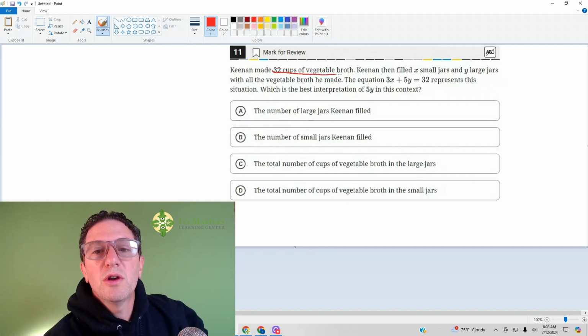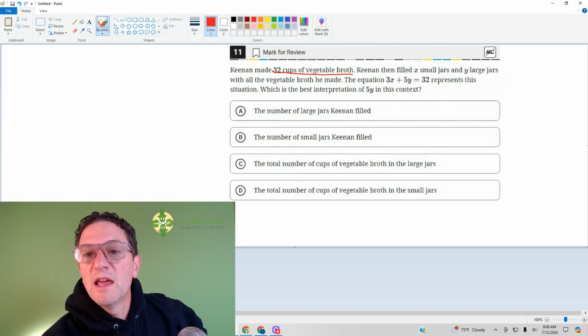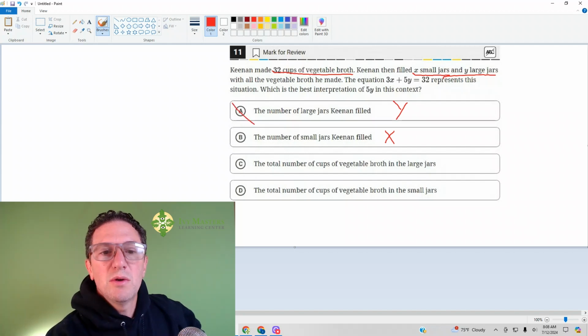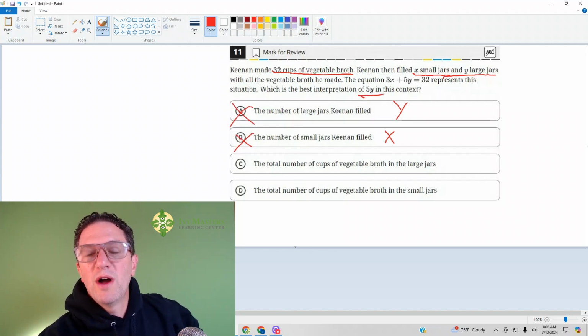But we've got 32 cups of vegetable broth, and Keenan filled X small jars. So the number of small jars he filled is X, and Y large jars. The number of large jars he filled is Y. So these two answer choices are wrong because it's asking for 5Y.